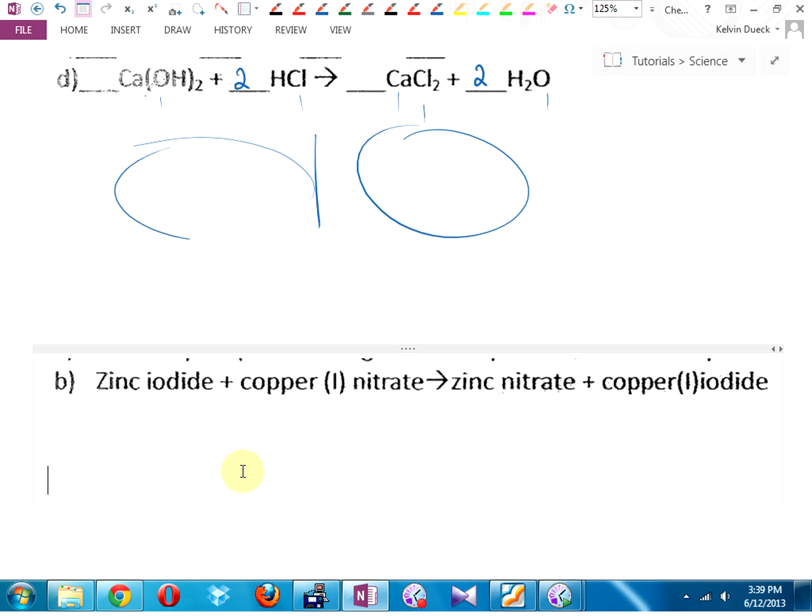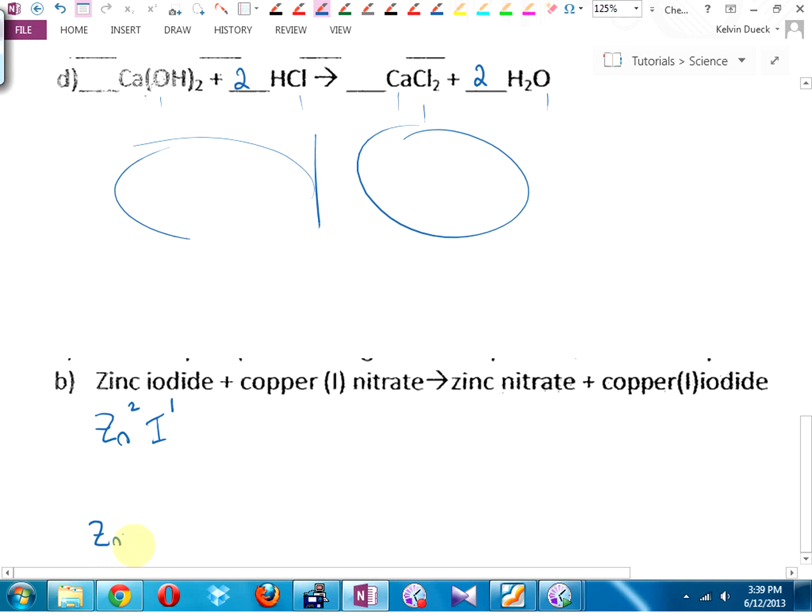Symbol for zinc? I think it's Zn. Charge? It's a charge of 2. So down here, I'll write the actual skeleton. It's going to be ZnI2 when I crisscross. Yes? Yep. Plus copper is Cu, and they told me the charge is going to be 1, nitrate.